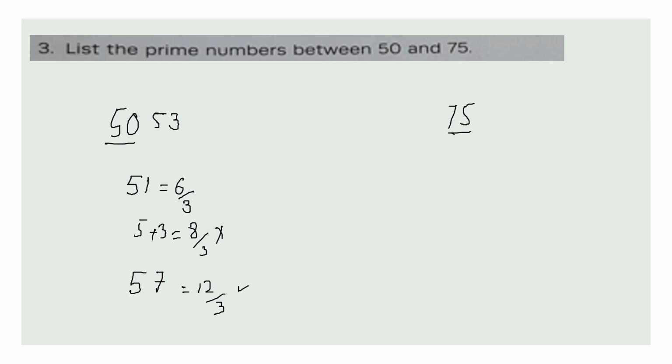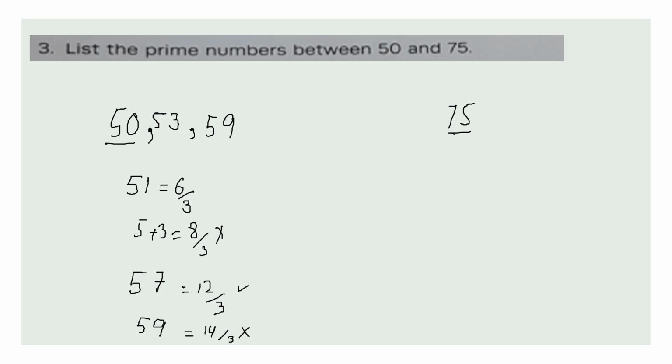Then we will check 58. 58 is even, so we can't write 58. What about 59? Let's check 59. Add the two digits, it will give you 14, and 14 is not divisible by 3. So yeah, we can include this one, 59 here.